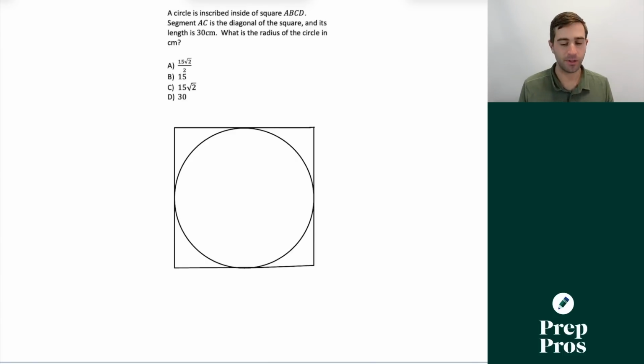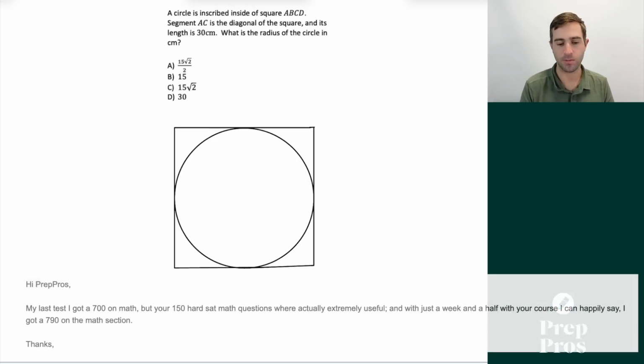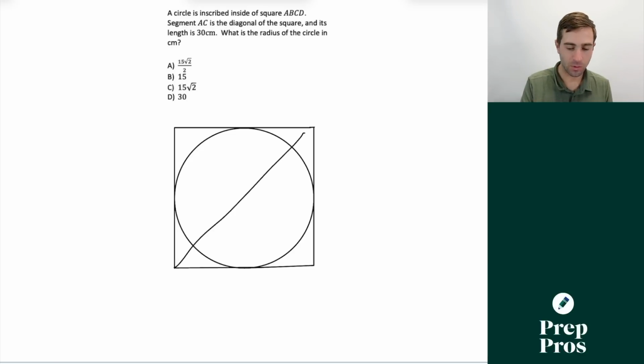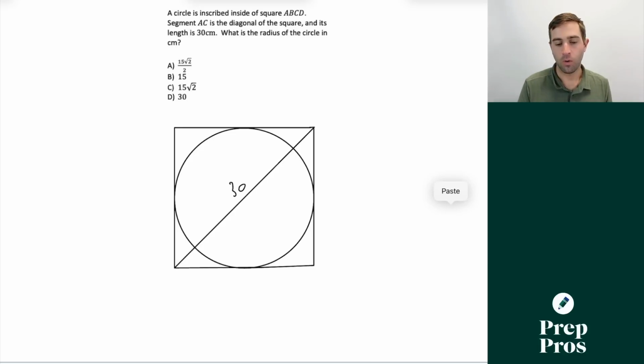There's a ton of these. We have a lot of varieties across our advanced math courses. But here we see a circle that's inscribed inside of square ABCD. Segment AC is the diagonal of the square, and its length is 30 centimeters. What is the radius of the circle in centimeters?